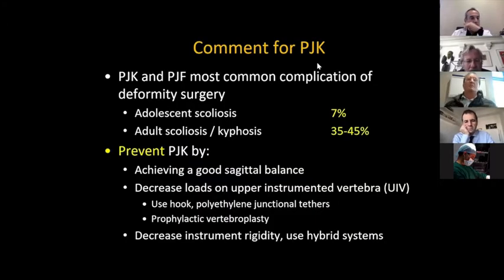Comment for PJK. It is quite uncommon in adolescent scoliosis, 7%. In adult scoliosis, it is 35 to 45%. You can prevent PJK by achieving a good sagittal balance, decreasing load on the upper instrumented vertebra by using hooks or polyethylene junctional tethers and prophylactic vertebroplasty, and decreasing instrument rigidity by using hybrid systems.